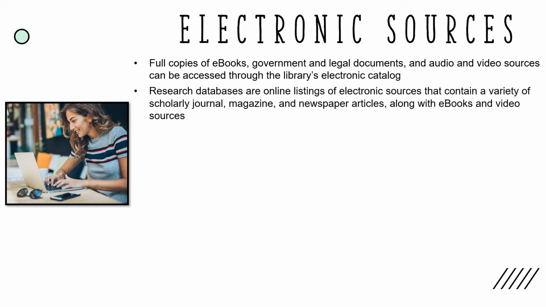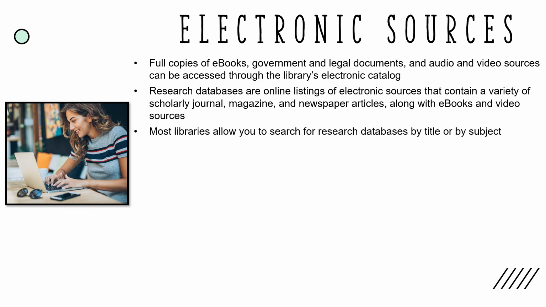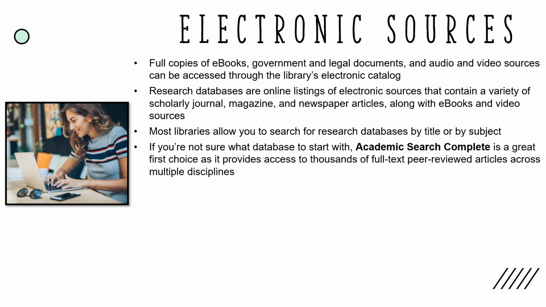Research databases are online listings of electronic sources that contain a variety of scholarly journal, magazine, and newspaper articles, along with e-books and video sources. Most libraries allow you to search for research databases by title or by subject. If you're not sure what database to start with, Academic Search Complete is a great first choice, as it provides access to thousands of full-text, peer-reviewed articles across multiple disciplines.